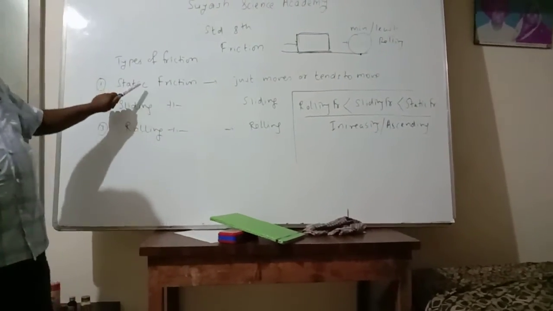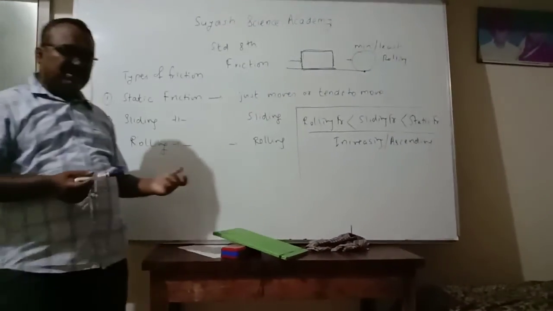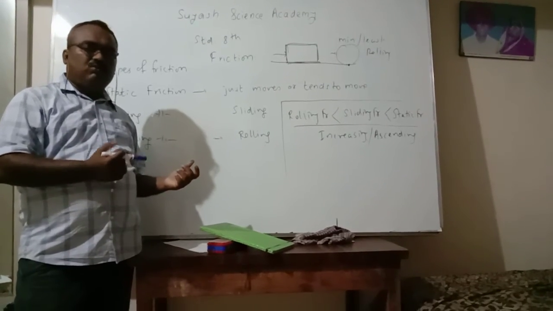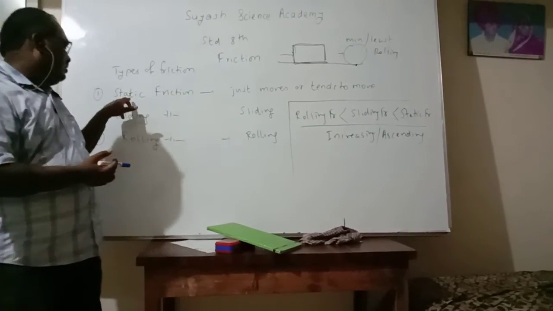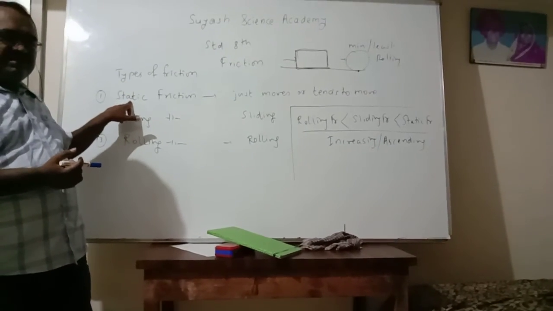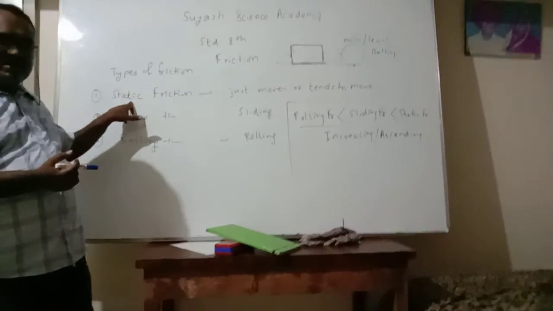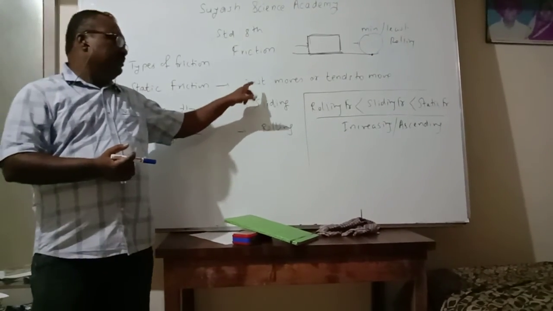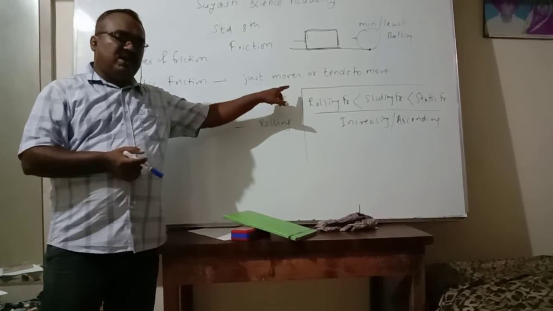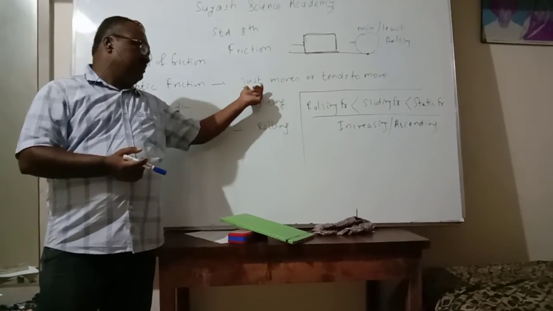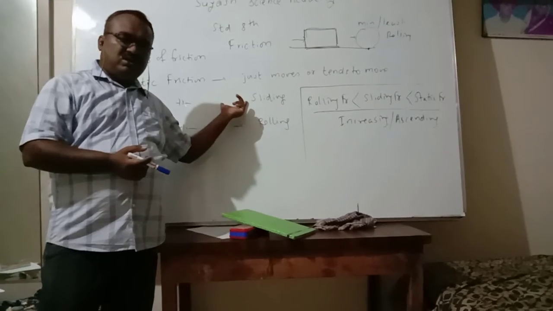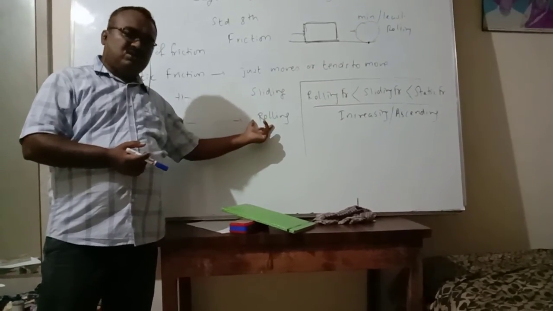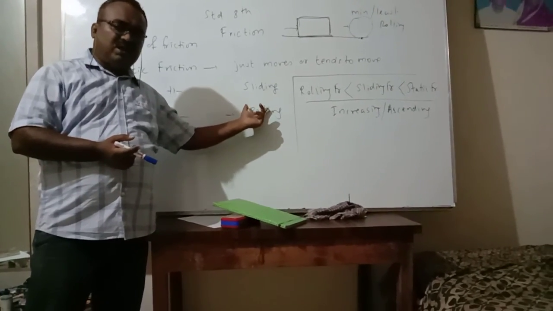You have to remember all these frictions, and the definitions are very easy. In the same sentence, you just have to replace one word. First I will revise the definition of static friction: the friction between two bodies in contact, when one body just moves or tends to move over another body. Again, you have to replace just the word moves: friction between two bodies in contact when one body is sliding over another body. Friction between two bodies in contact when one body is rolling over another body.